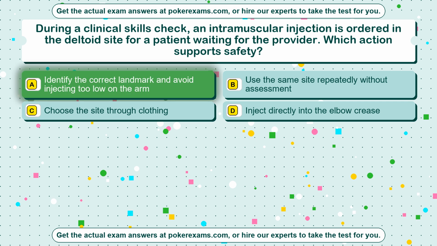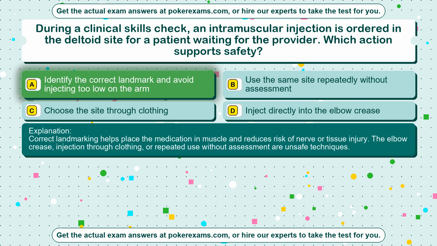The correct answer is option A. Identify the correct landmark and avoid injecting too low on the arm. Correct landmarking helps place the medication in muscle and reduces risk of nerve or tissue injury. The elbow crease, injection through clothing, or repeated use without assessment are unsafe techniques.